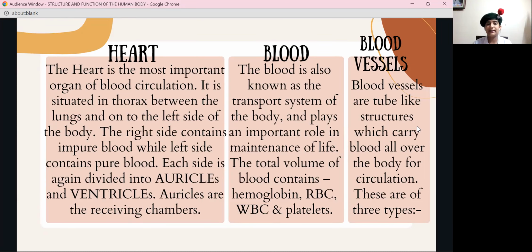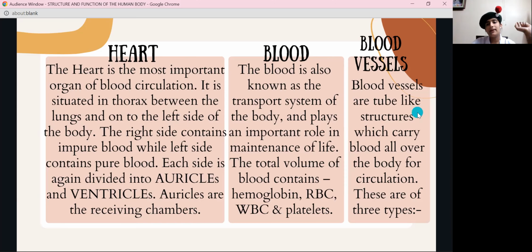Clear? Second is blood. Blood is also known as the transport system of the body, as we just read in the previous slide, that blood transports the nutrients to the tissues, and the waste products from the tissues are removed. All of this is done through the blood. So it is also known as the transport system of the body and plays an important role in the maintenance of life. The total volume of blood contains hemoglobin, RBCs, WBCs, and platelets. Okay?